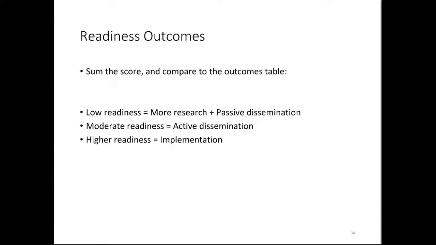But how I picture it is low readiness. If you score low, that means more research is needed, and passive dissemination, also called diffusion in CIHR language, is appropriate. If you're at a moderate readiness, then more active dissemination, also just called dissemination, is appropriate. And then higher readiness, if you score very high, then implementation, or as they call it, application, is appropriate. So those are the three basic categories you can picture it as: diffusion, dissemination, application, if you're used to the CIHR terminology. It's basically the same three I came up with.